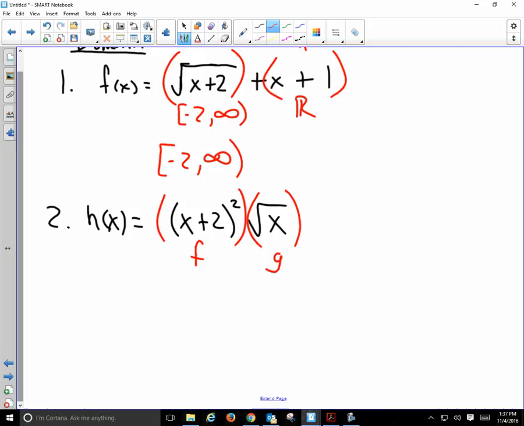What's the domain of a parabola? All real numbers. What's the domain of the square root of x?